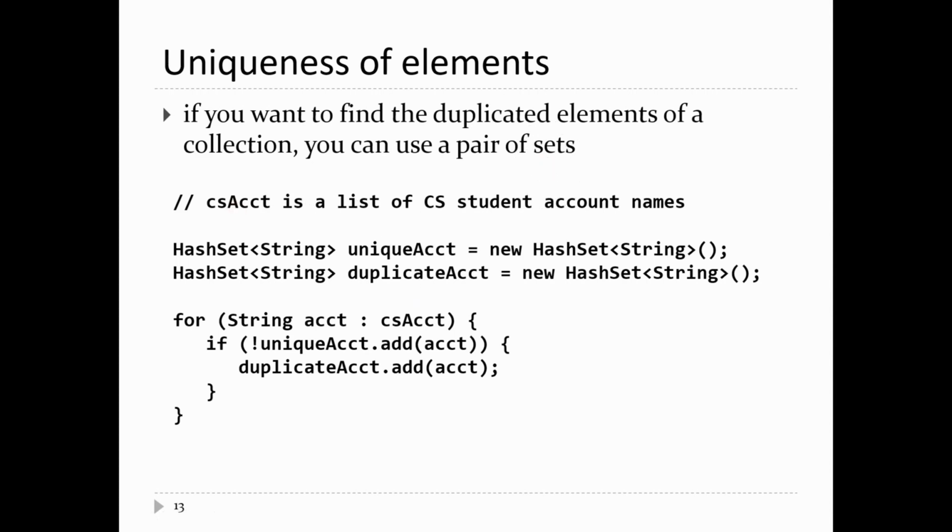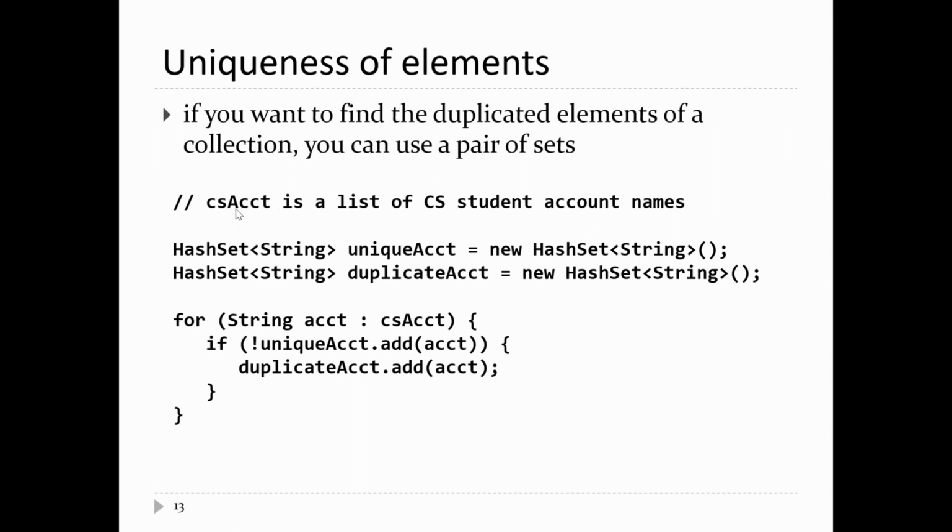So again, CS account, that's a list of account names. I'm going to make two sets this time. I'm going to make a set of unique accounts. I'm going to make a set of duplicated accounts. Both of the sets start out as empty. So now what I'm going to do is loop over the original list.